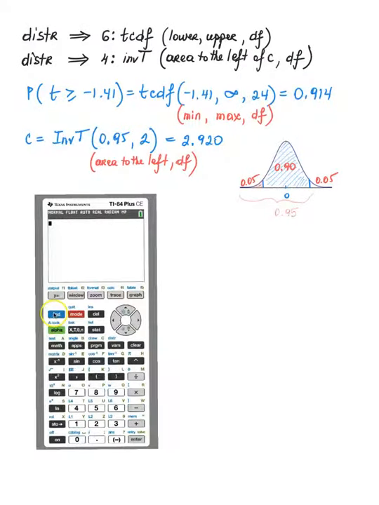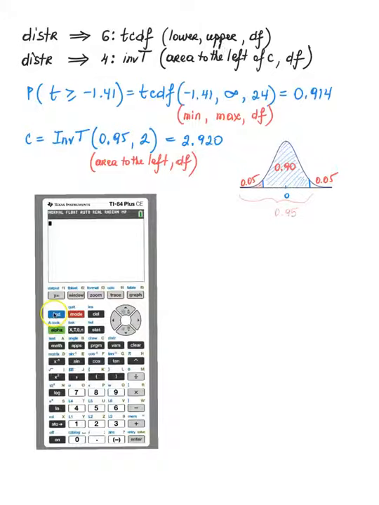Now I would like to solve the same two problems with the help of TI-84. To find the area under the t curve, you're going to use a function called tcdf, which is found under the distribution menu. You access that by clicking second vars, and that will take you into the distribution menu, and you need to choose option 6 called tcdf. Enter lower and upper bound of your interval and the degrees of freedom.